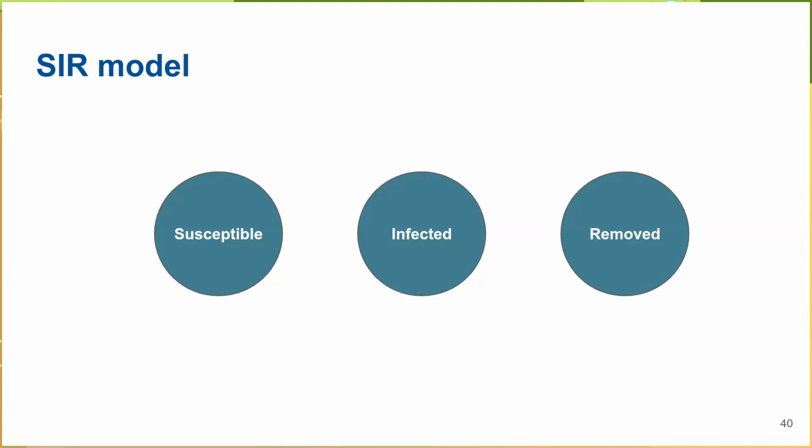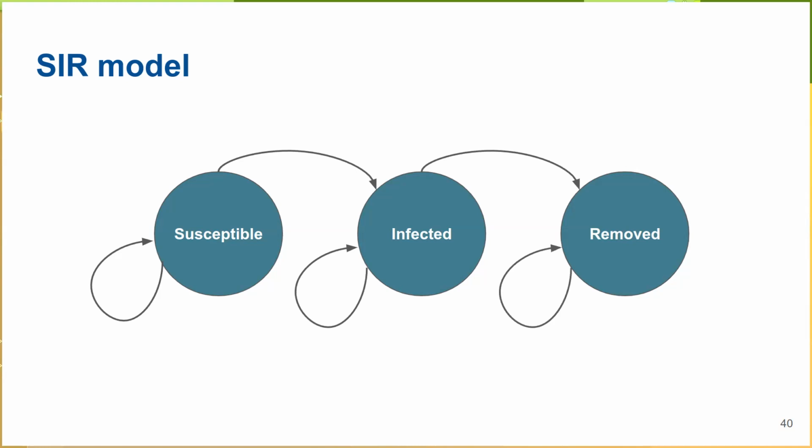And then the people are making transitions between these groups. For example, if someone is susceptible, he or she is healthy, then they either remain healthy or they can move and become infected. If they are infected, they can continue being infected, or they can move to the removed category. Now, this model assumes that once somebody is removed, they stay in the removed category forever. This model doesn't allow the possibility of reinfection.